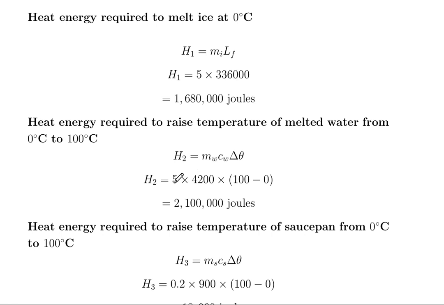Okay, the mass of water is 5 kilograms times the specific heat capacity of water. It is a constant that was given to us, which is 4,200 joules per kilogram per Kelvin, multiplied by the temperature difference. So the temperature difference is basically the final temperature in this particular section of the graph, which is 100 degrees Celsius, minus the initial, which was 0 degrees Celsius.